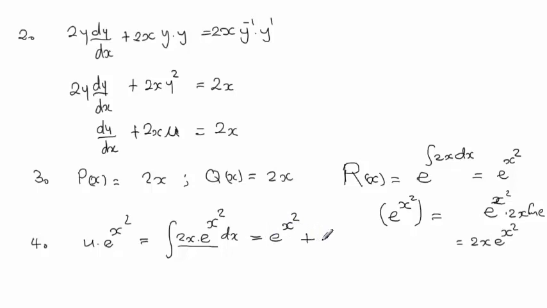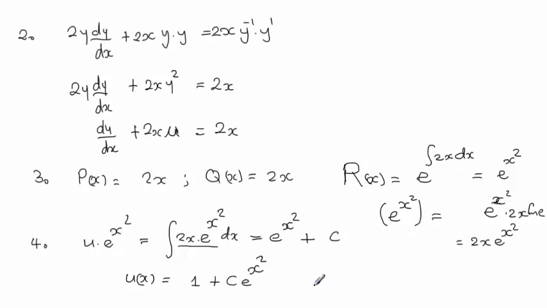plus c. Now, what you can do is make use of the substitution formula by dividing both sides, which is going to give u of x equals 1 plus c e to the power of x squared.